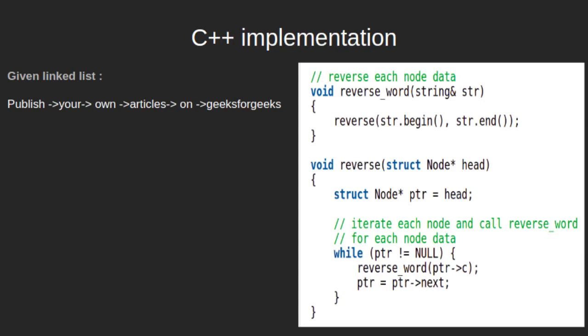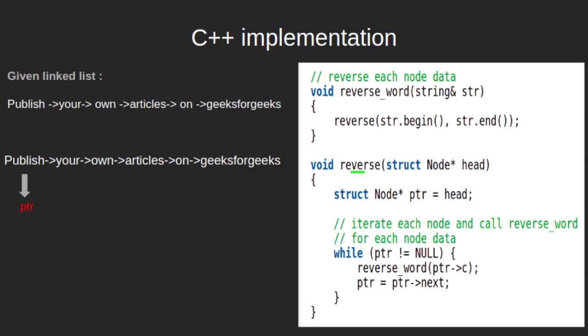So we have given a linked list: publish your own articles on Geeks for Geeks. We have to reverse each word in this linked list. So in the function reverse, we declare a node pointer ptr and initialize ptr with the head of the linked list. ptr is used to traverse the linked list. So initially ptr will point to the first node, which is publish.